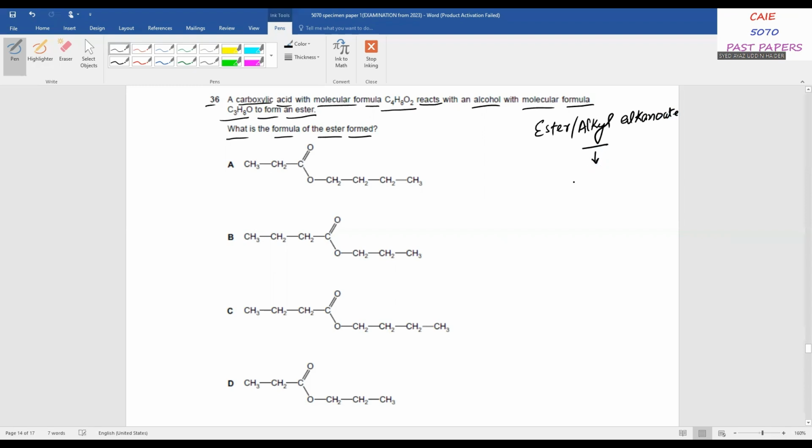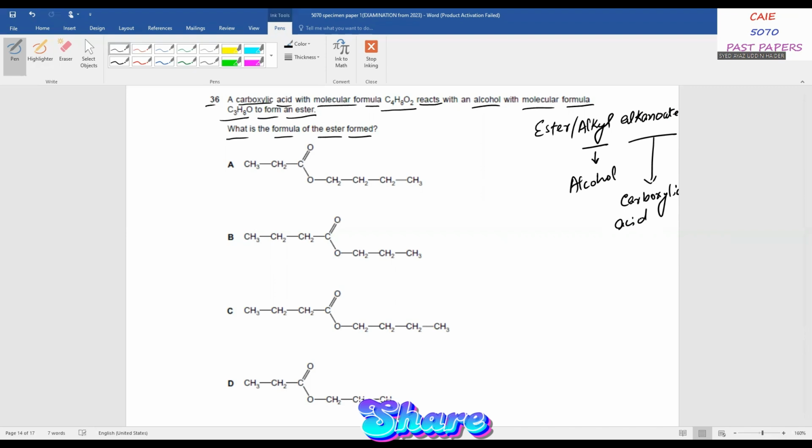Remember, alkyl is coming from alcohol. Alkyl group is coming from alcohol. Alkanoate is coming from carboxylic acid. Now look at the formula of carboxylic acid here. It's C4H8O2. So it must be butanoic acid. And for alcohol, the formula is C3H8O, which means the alcohol must be propanol. So we must get propyl butanoate.